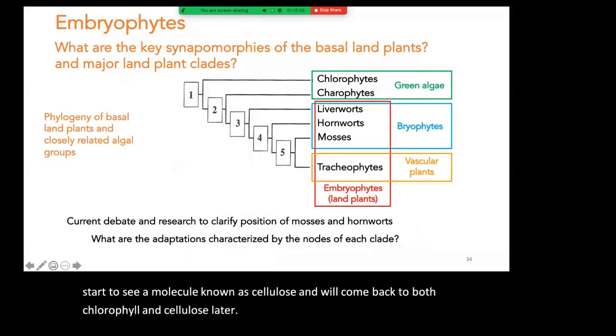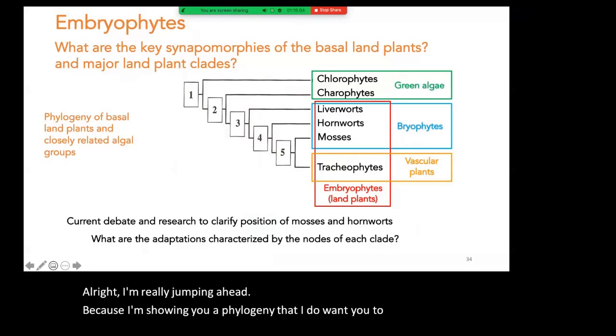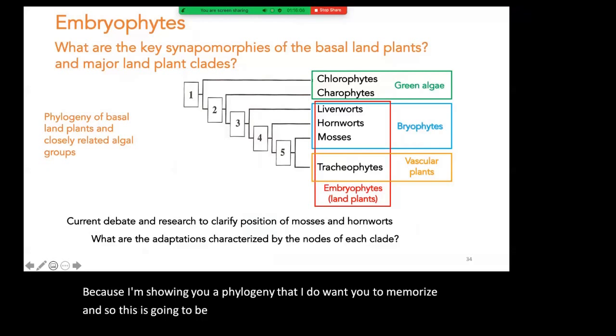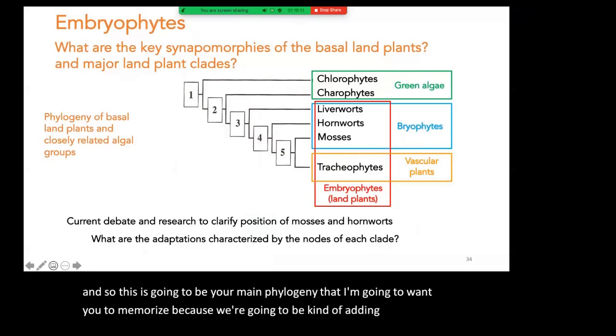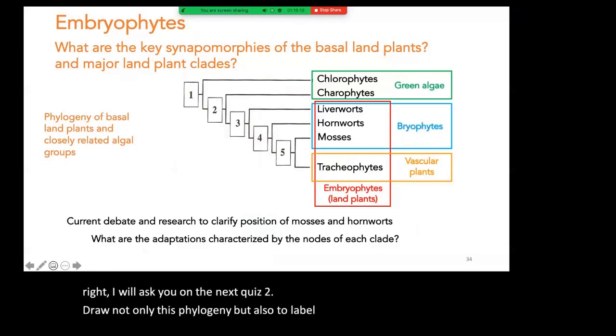All right, now I'm really jumping ahead because I'm showing you a phylogeny that I do want you to memorize, okay? And so this is going to be your main phylogeny that I'm going to want you to memorize because we're going to be adding on to this, right? I will ask you on the next quiz to draw not only this phylogeny, but also to label this phylogeny, okay? So I'm giving you a heads up.